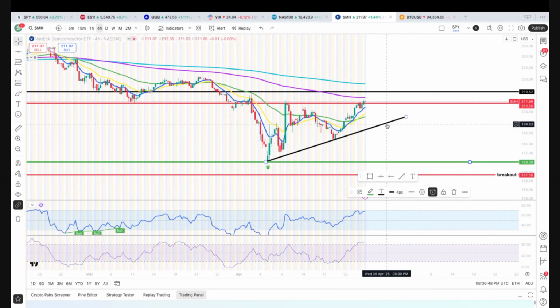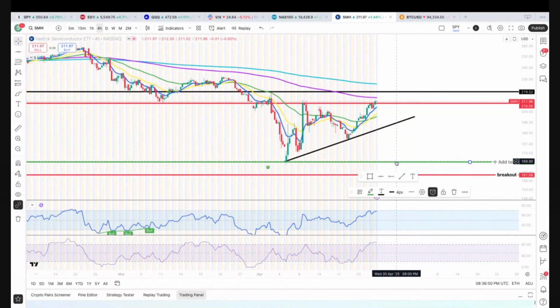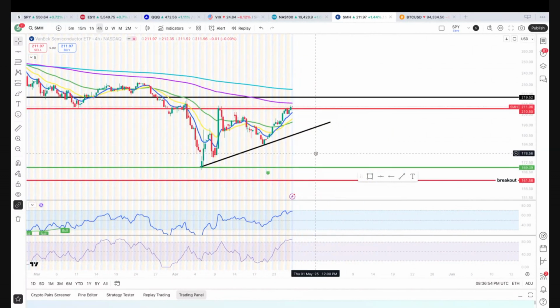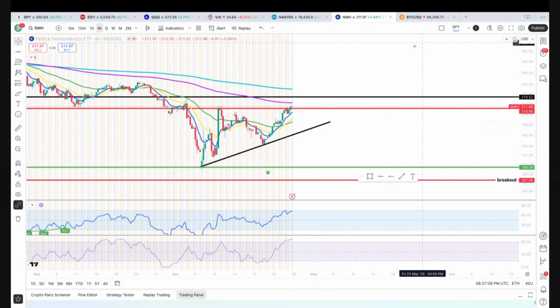If semiconductors do come down and SMH gets back to 169, then I'm looking to see, okay, where's NVIDIA? Because my chances for buyers here are stronger. Now I'm looking at SMH, like, wait, where's NVIDIA? Where's AMD? Are these stocks giving me an opportunity? Are they looking like they could be bouncing? Are they giving a sign of buyers? This is an ETF that is the major holding for the majority of semiconductors, or the top semis.